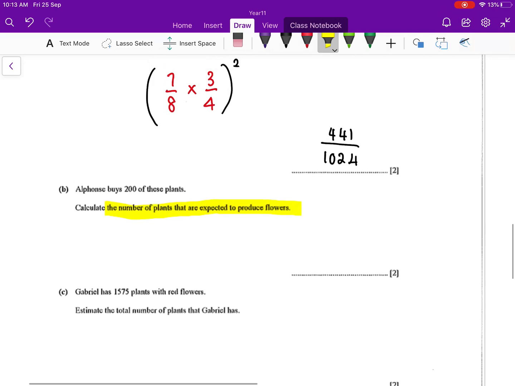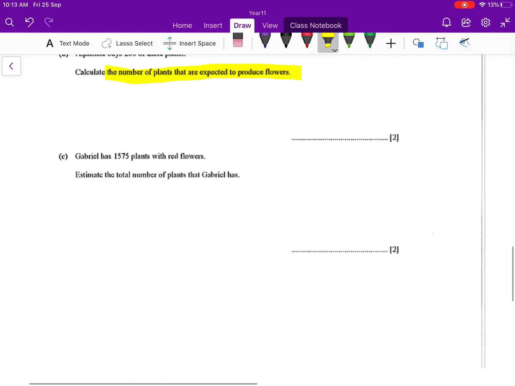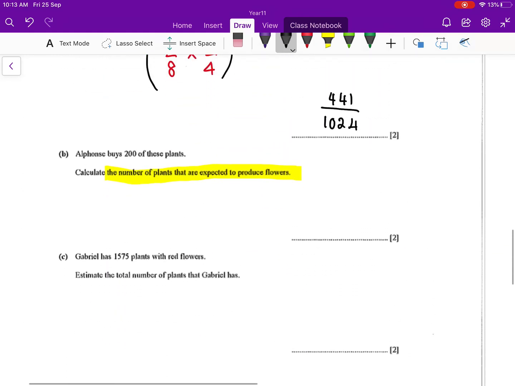Okay, moving on to the next one, where this question asks you to calculate the number of plants that are expected to produce flowers. If you look at the tree diagram over here, the probability to produce a flower is 7/8. So we are still going to use 7/8 to get the answer, where we multiply it with 200. If you press this in your calculator, you will have 175. So what we understand from this question is that 175 plants are expected to produce flowers, if they buy 200.